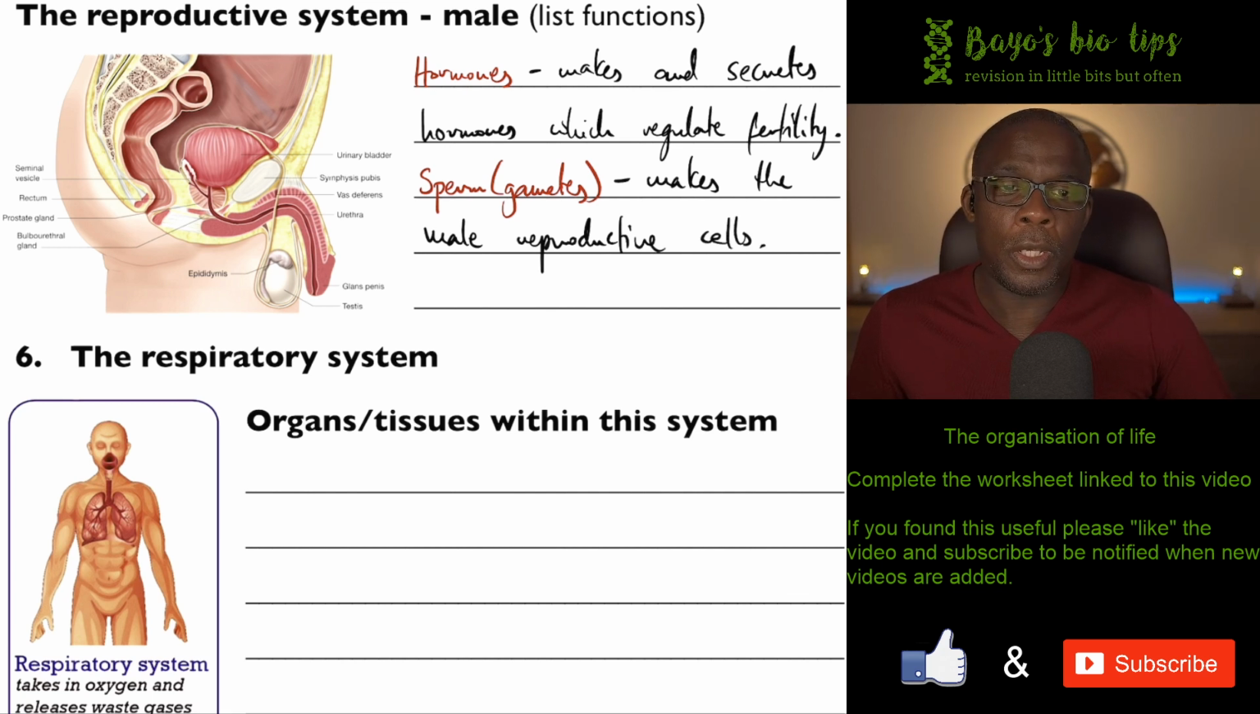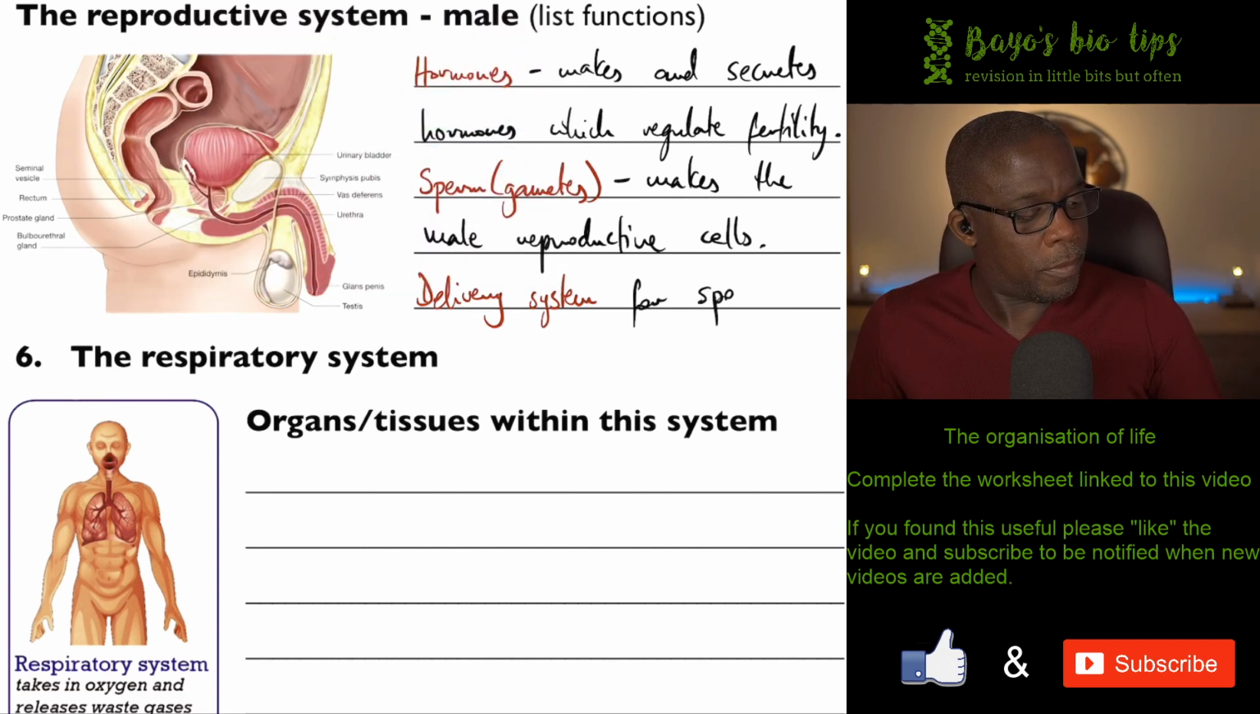So those are two of the functions of the male reproductive system. It also acts as a delivery system for those gametes. So it acts as a delivery system for sperm. So it basically is capable of introducing the sperm into the female.